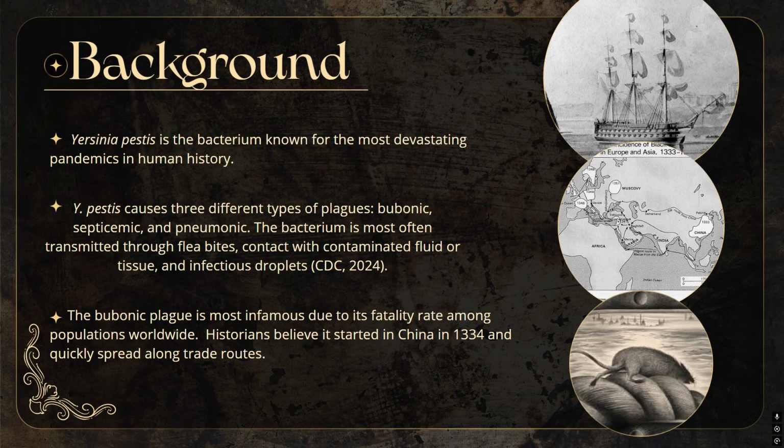The organism behind these outbreaks is Yersinia pestis, a bacterium capable of causing three forms of plague: bubonic, septicemic, and pneumonic. Transmission typically occurs through flea bites, contact with infected tissue, or inhaling infectious droplets. Once inside the body, the bacterium can spread, multiply, and overwhelm the immune system.